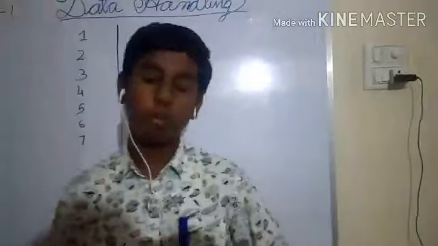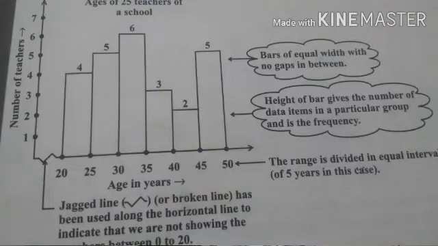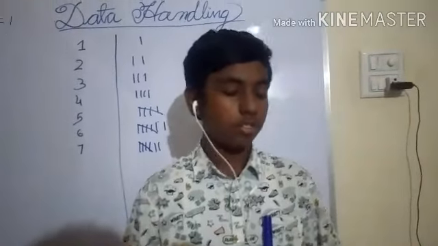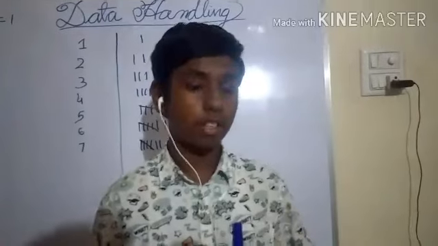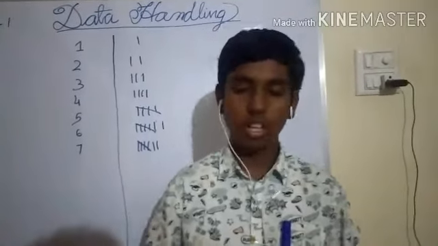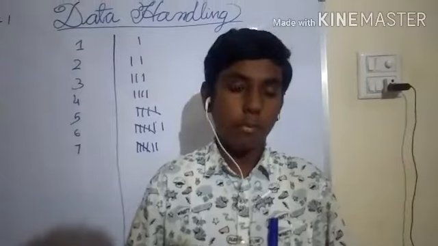And now I'll put another one, and you can see here one line is there, and here a broken line like this. It is called a jagged line or broken line, and it tells that we are not going to show the numbers between 0 and 20 there. And this was the difference, bars with a difference. So this was data handling part 1.